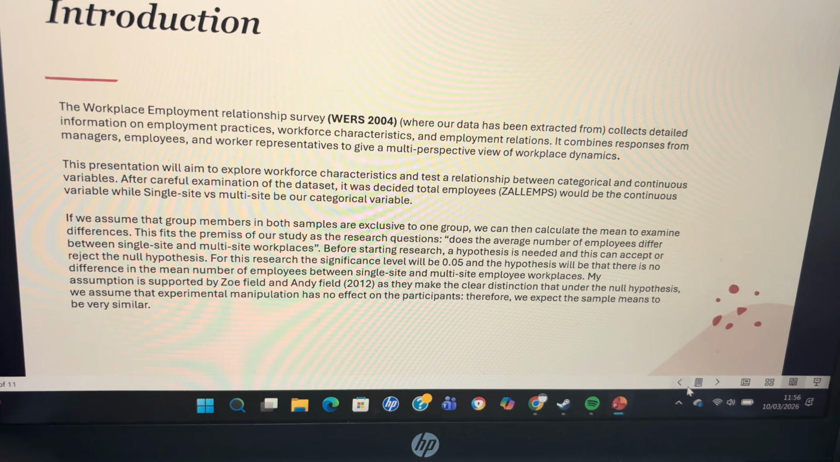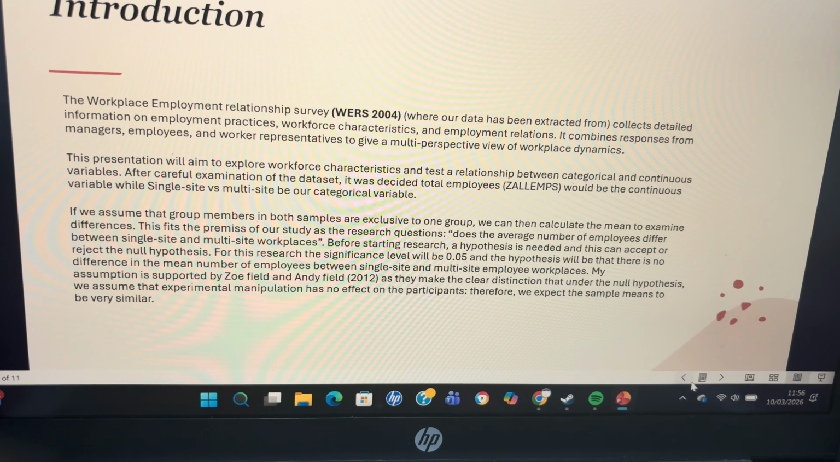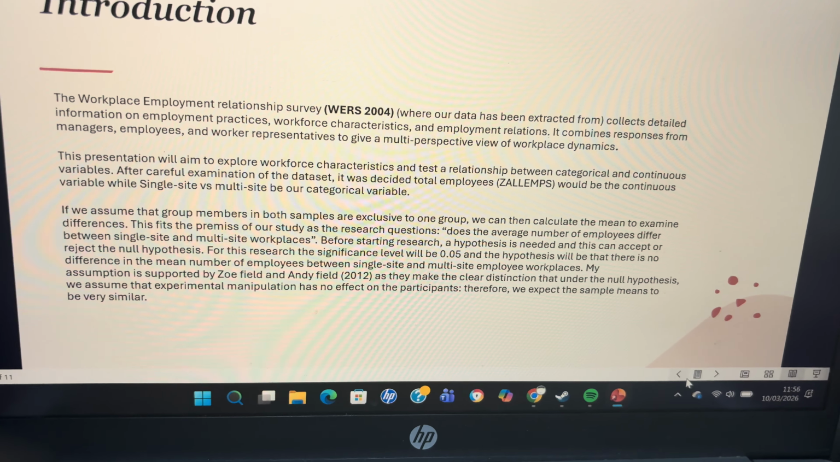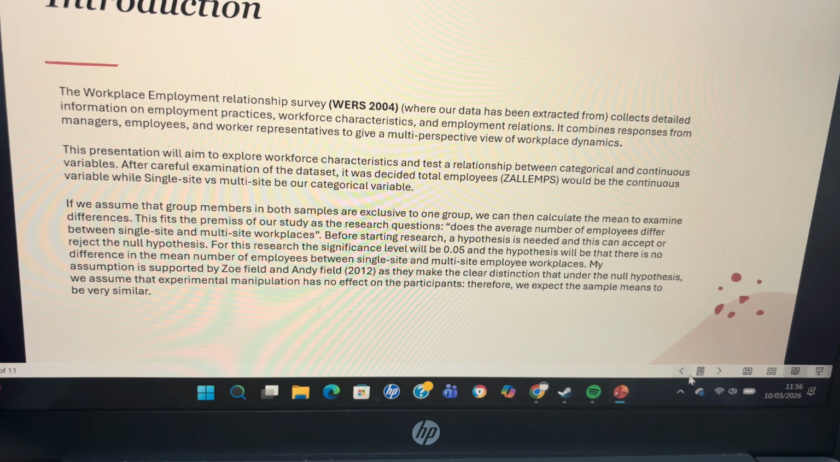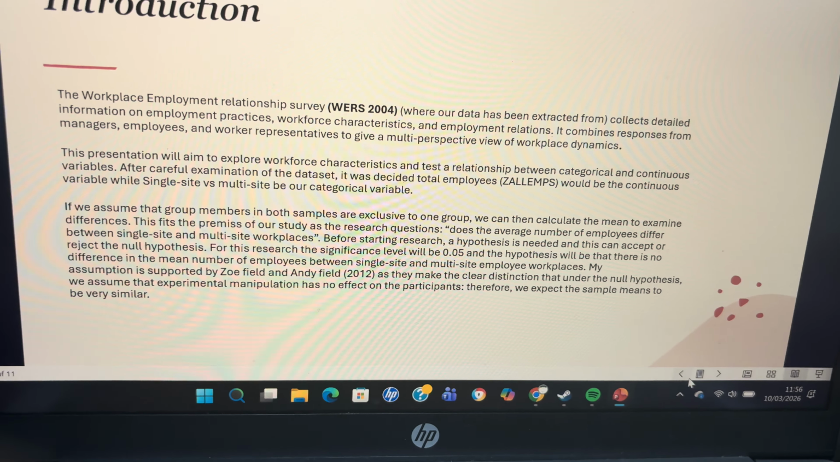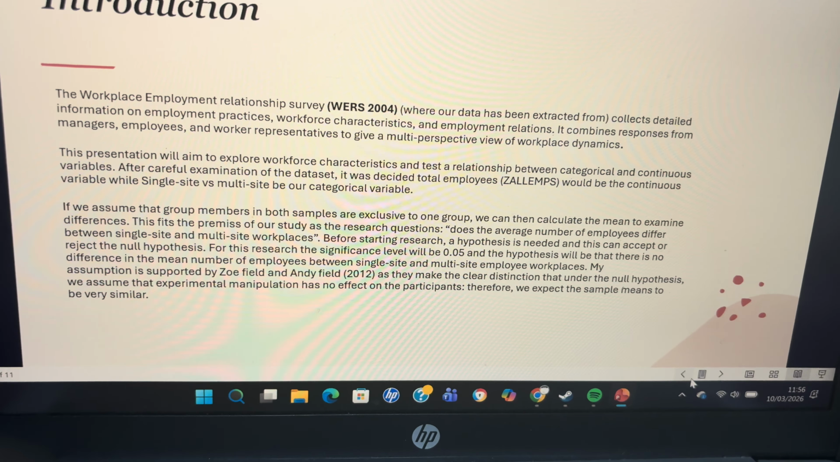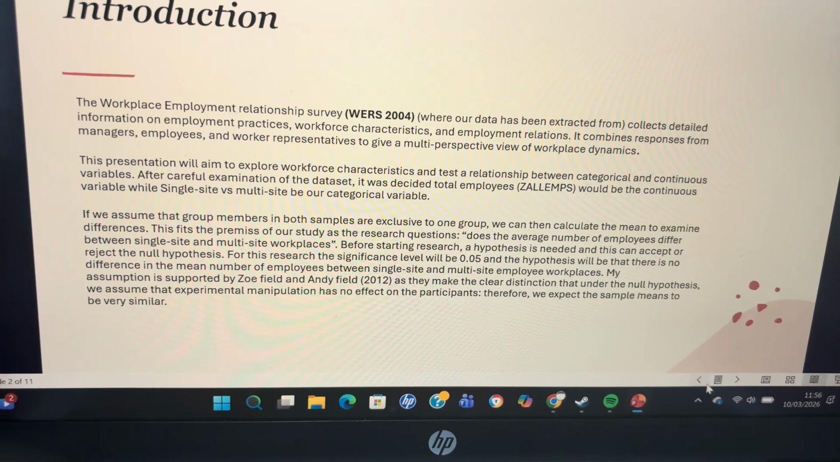My assumption is supported by Zoe and Andy Field, as they make a clear distinction that under the null hypothesis, we assume that experimental manipulation has no effect on participants. Therefore, we expect the sample means to be very similar.